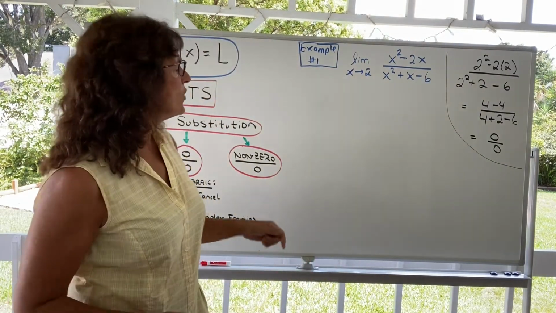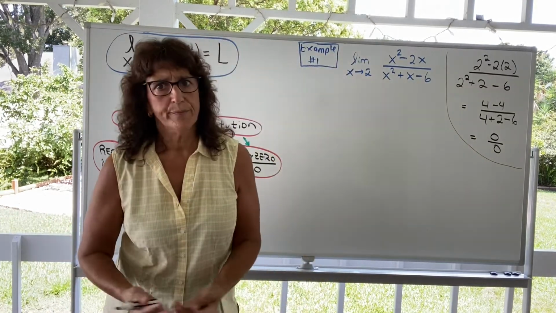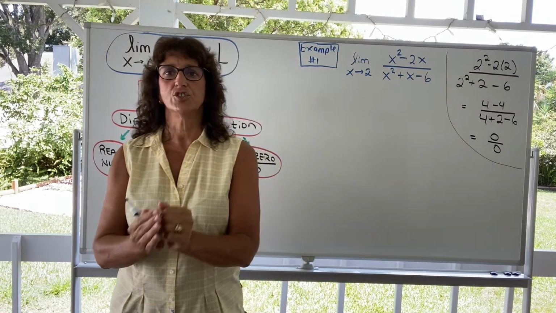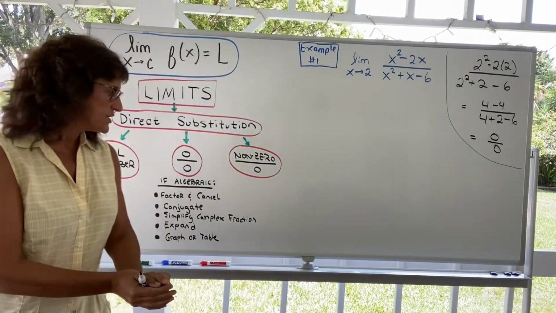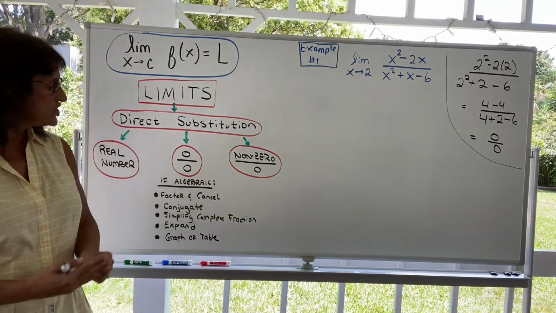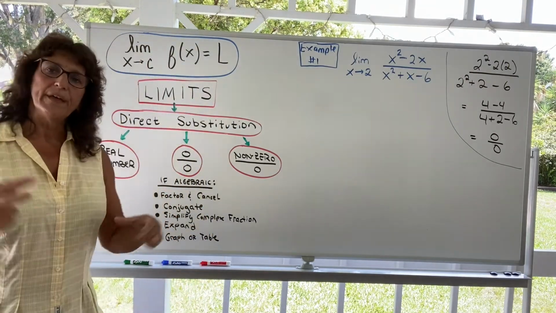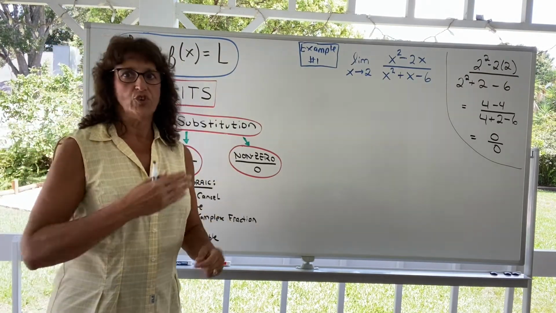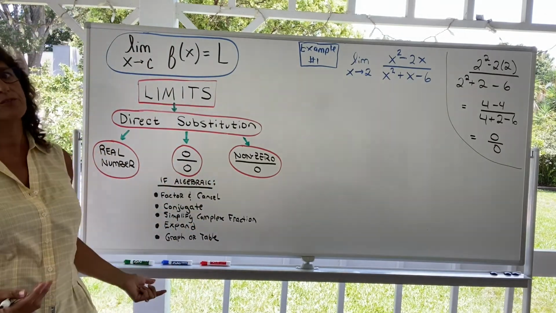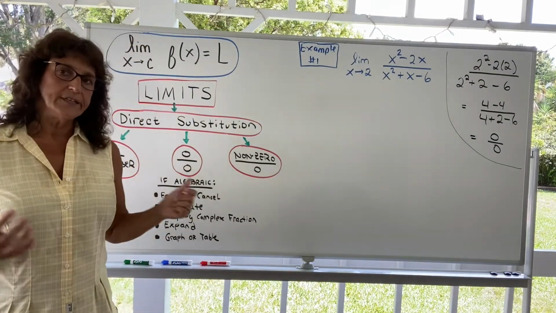Because we have indeterminate form, which generates infinitely many solutions, we have to take the function and do something algebraic to change its form. We have options: factor and cancel. If radicals are involved, you can multiply by the conjugate. If it's a complex fraction, you can simplify it. If there are algebraic groupings, you can expand and multiply them out. And if all these techniques fail, you can always resort to a graph or a table.